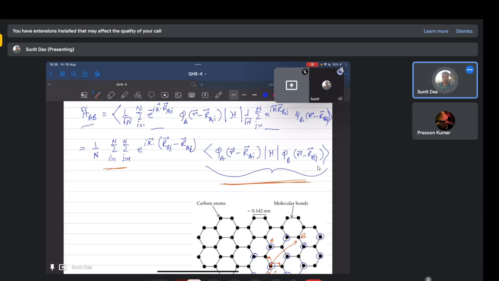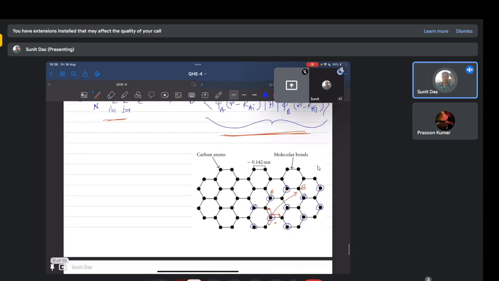Now I will take the approximation that the hopping is really very small even for maybe the next nearest neighbor. So the hopping probability between this one and this one is quite significant. But once I am in this atom and hop not to this one but to this one, it is already very small. That approximation I am going to take right now.